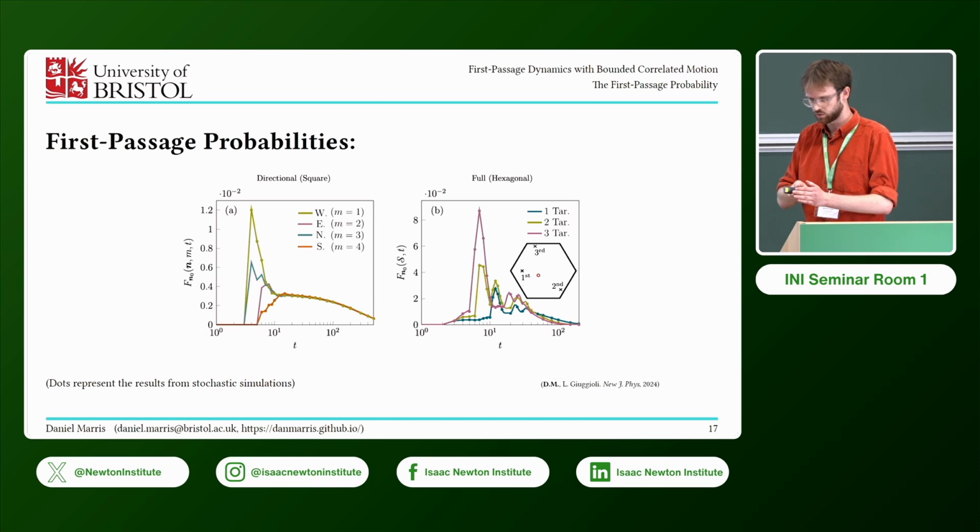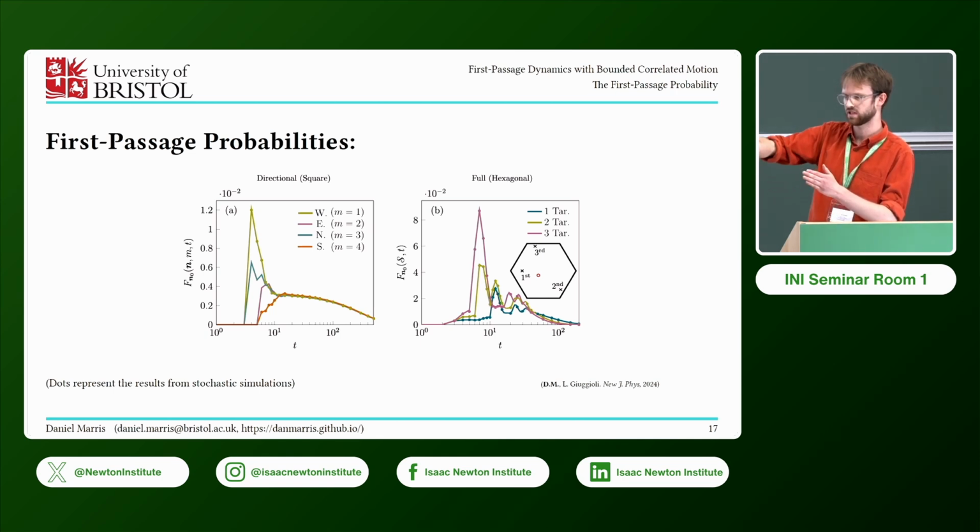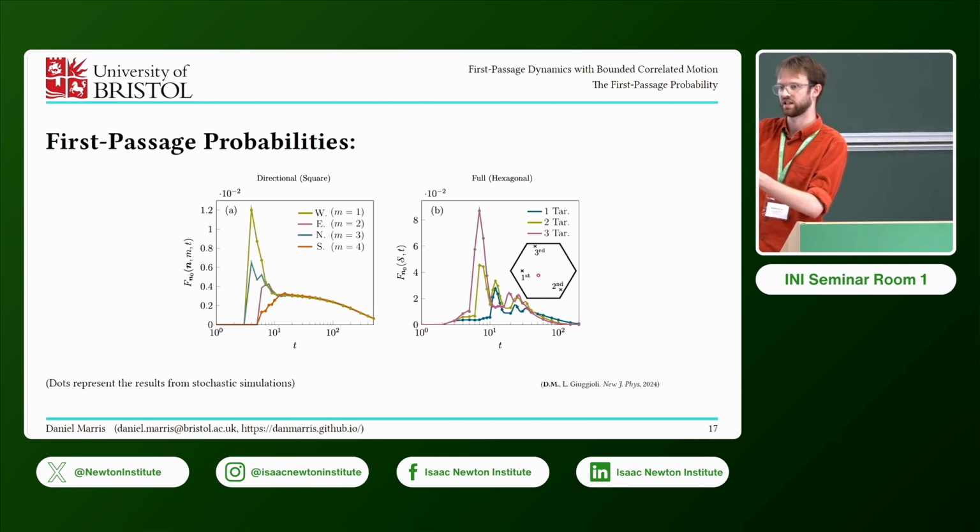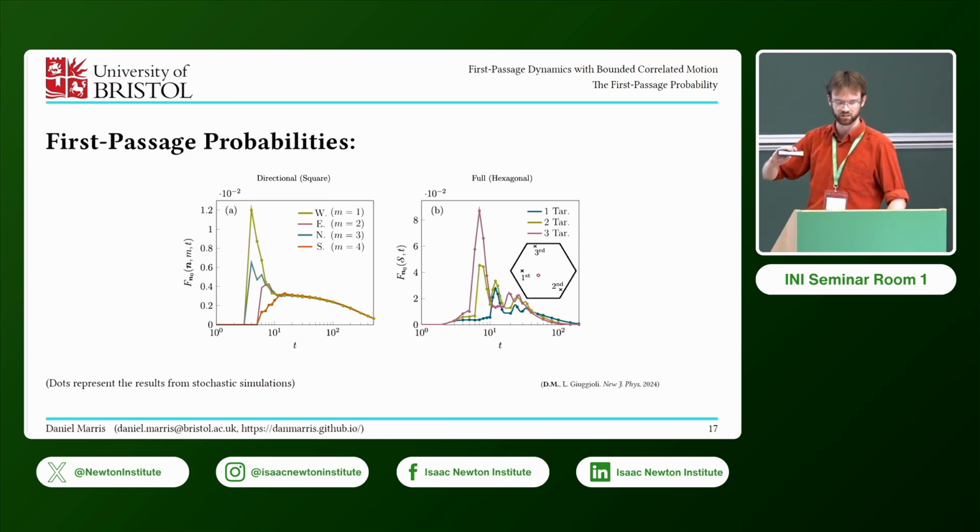If you think about going straight towards the target, you're much more likely to hit it in your persistent direction than you are to go just past it and make a backtrack at just the right time to come into the target. But at long times, when the diffusive trajectories are taking over and they're much more indirect, it becomes equiprobable to enter the site from any direction.